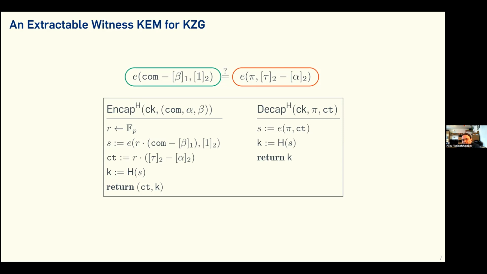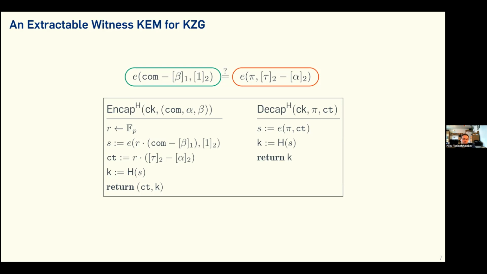And the decapsulation algorithm can now simply pair their opening with the ciphertext, and it's easy to see that basically the S that you compute there will be the same S that the encapsulation algorithm computed. You put it again through the random oracle to get an actually uniformly distributed key, and then we can return the key. And this is basically it. So this is the full witness KEM.